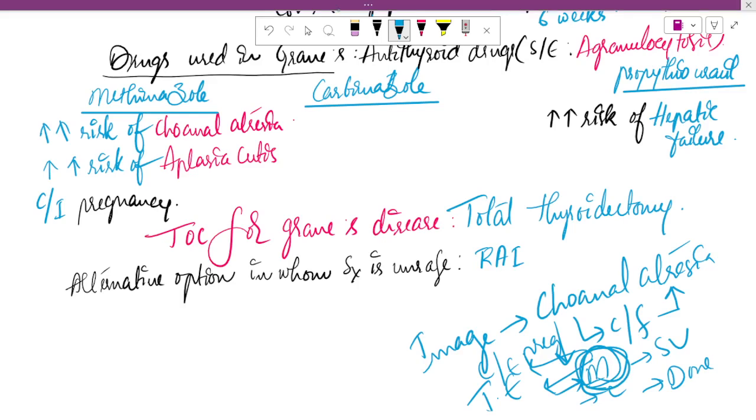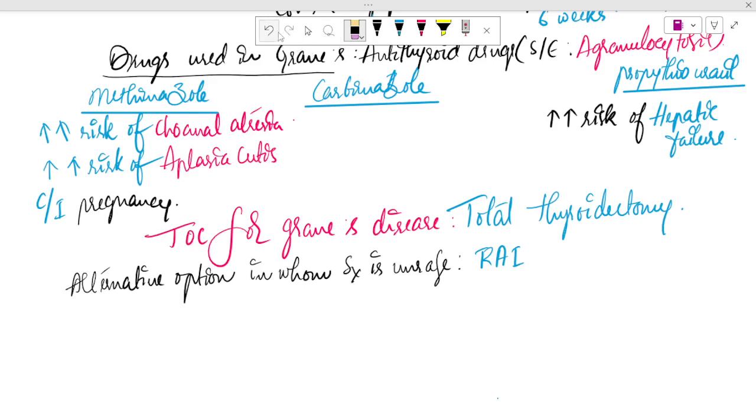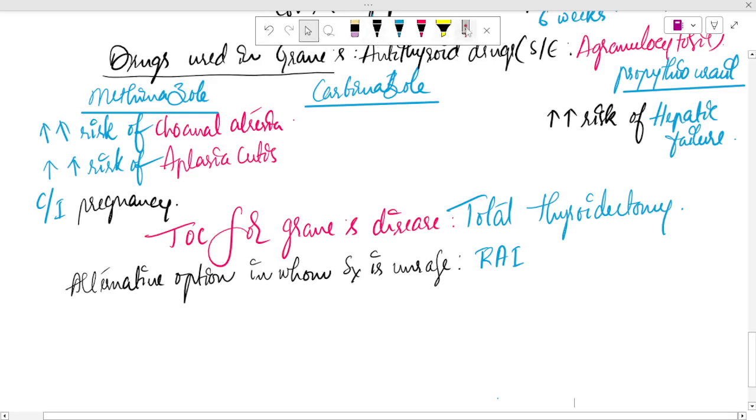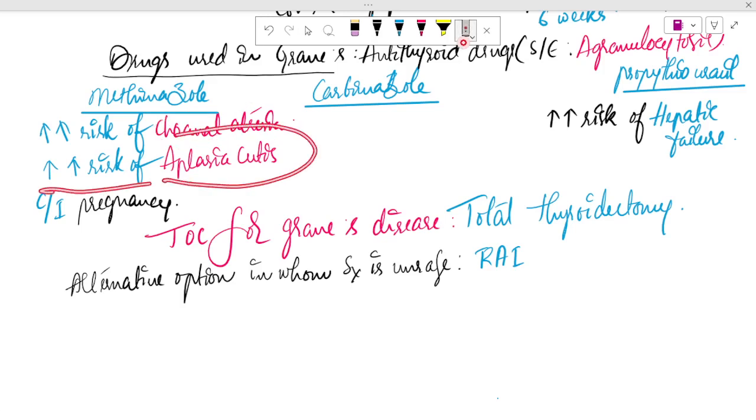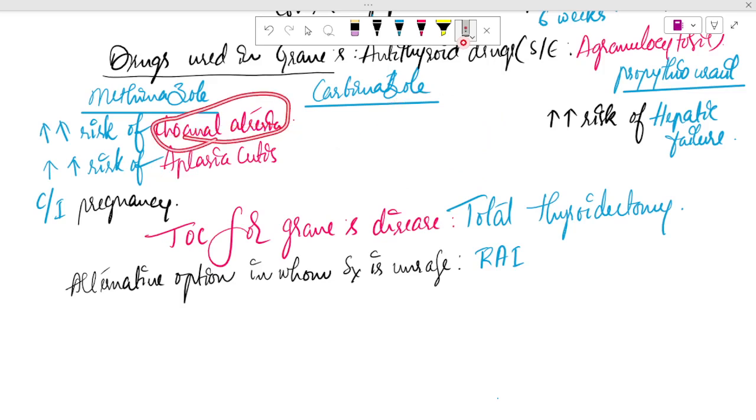Now, what are the teratogenic side effects of methimazole? We will just read now. Methimazole importantly causes an increased risk of choanal atresia. We already discussed that. Also, it causes an increased risk of aplasia cutis. I will give the aplasia cutis image in the session, as well as choanal atresia.